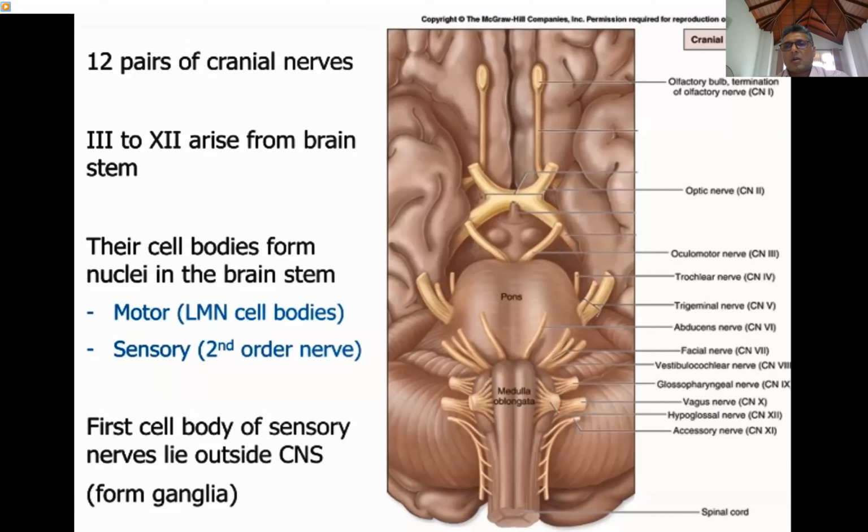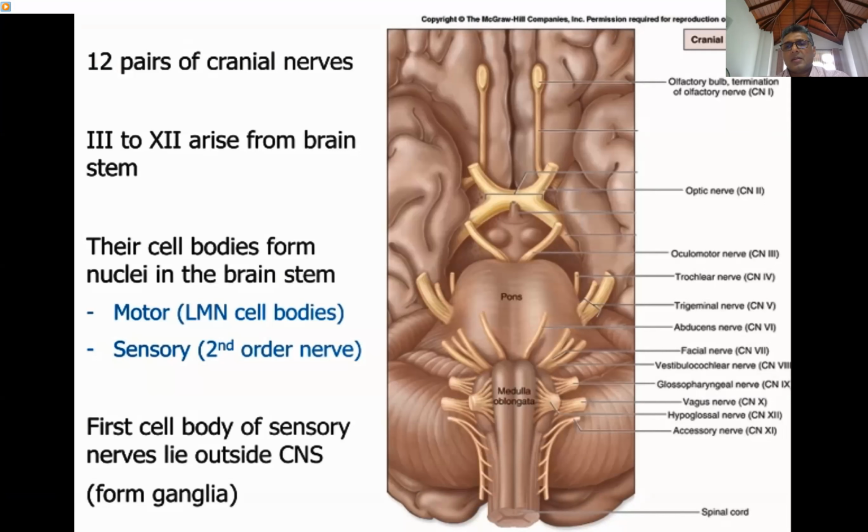Then the fourth, trochlear. Fifth, trigeminal. Sixth, abducens or abducent. You can write it in both ways. A-B-D-U-C-E-N-S or A-B-D-U-C-E-N-T, abducent or abducens. Then the seventh cranial nerve is the facial nerve. Eighth one is vestibulocochlear nerve. Actually, there are two parts to it, a vestibular part and a cochlear part. One is for hearing, the other one is for balance.